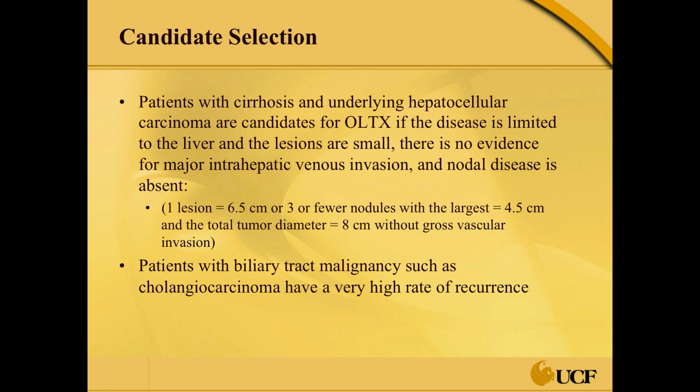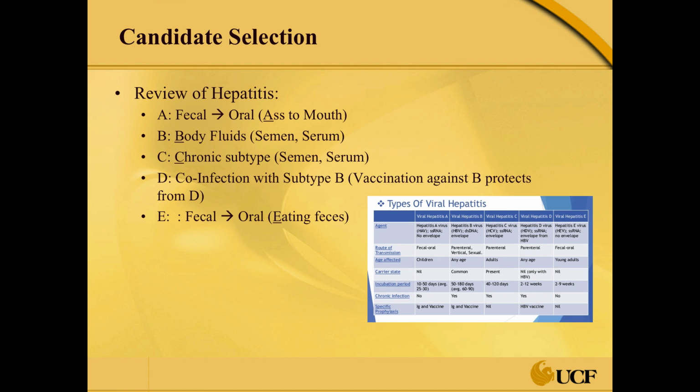Unfortunately, you can't do a liver transplant in somebody that's got metastatic disease. It's not going to be beneficial to them, right? Patients with biliary tract malignancies, we see this in cholangiocarcinomas, those have a very high rate of recurrence, okay? So that patient is not going to be a great candidate for liver transplantation either, because when we transplant the liver, that patient is much more likely to have a recurrence of cancer.